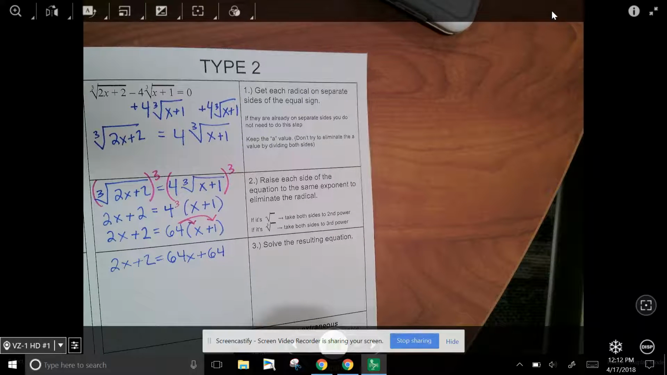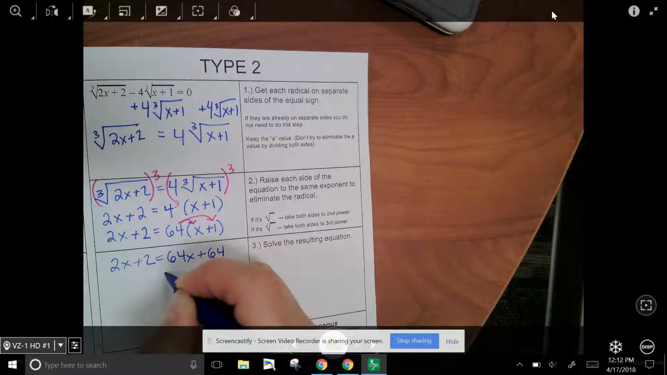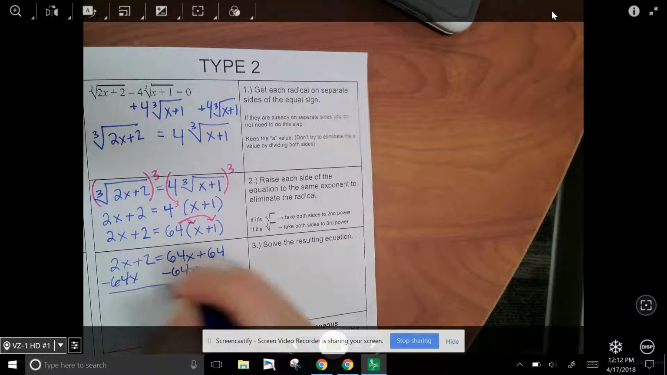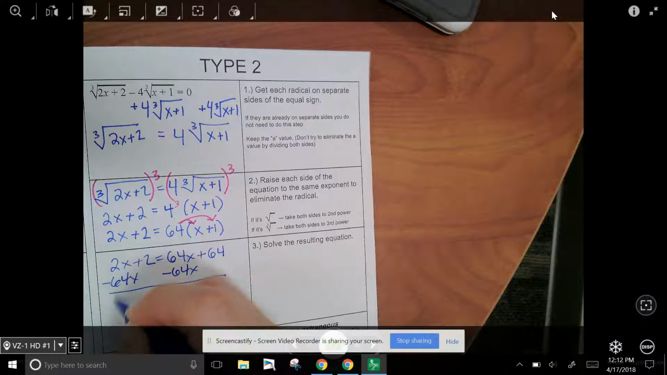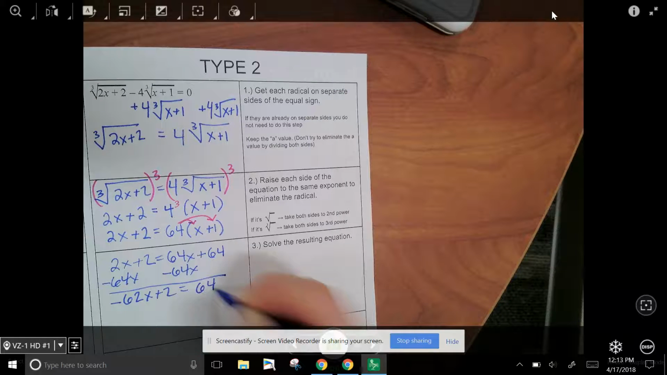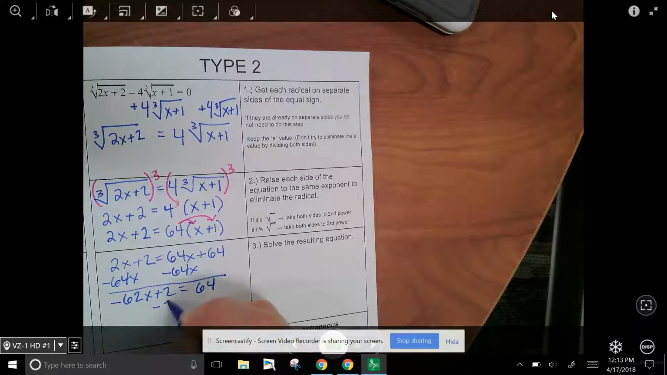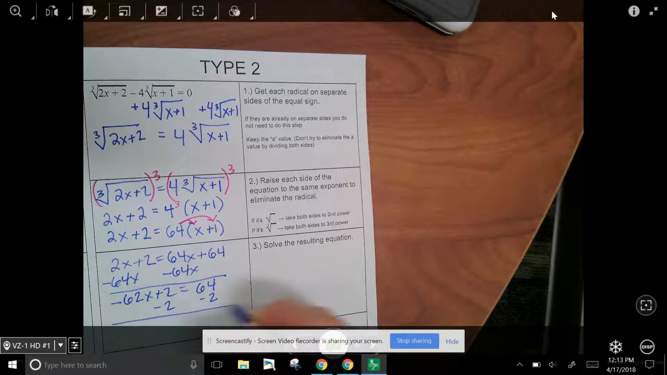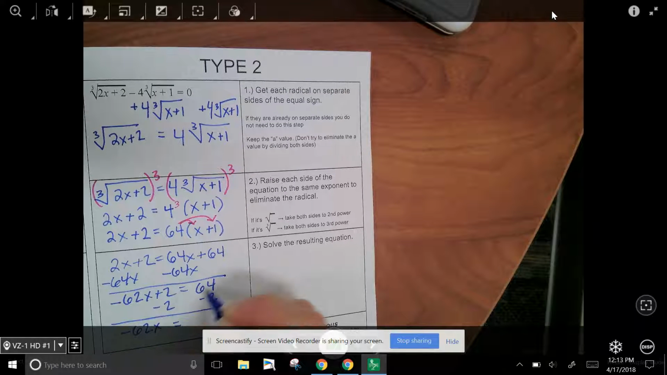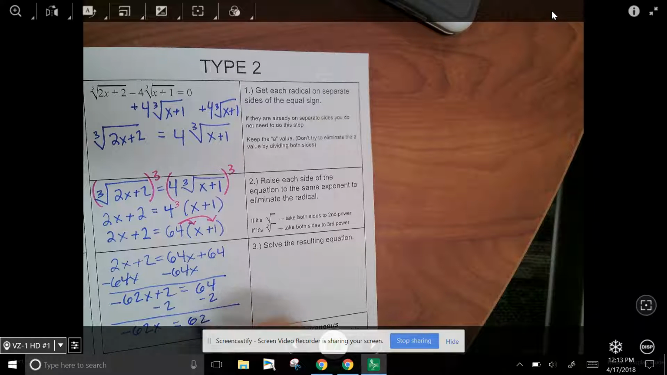So in order to do this, I like to move my x's to this side of the equation. So I'm going to subtract 64x from both sides of the equation. So on this side, I'm going to have negative 62x plus 2 equals, these cancel out, 64. Minus 2 on both sides. So I have negative 62x, these cancel out, equals 64 minus 2 is 62.